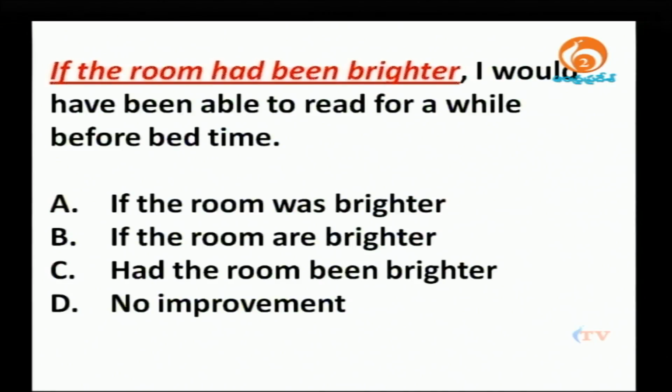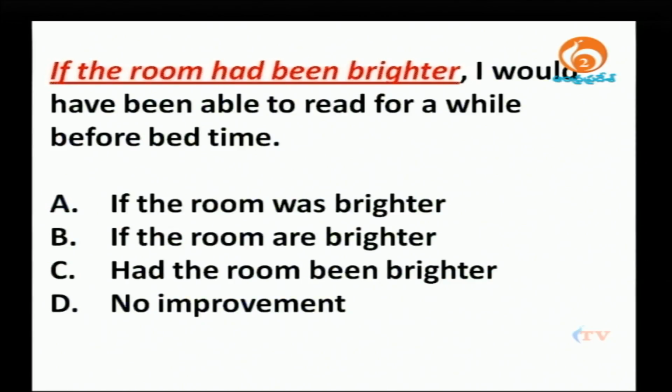Okay, so let's look at option A. If the room was brighter, I would have been able to read for a while before bedtime. Option B, if the room are brighter. Now, option B is not accurate at all. You can't say if the room are brighter because room is a singular form and are is a plural form, which means B is ruled out. It's not an accurate answer.